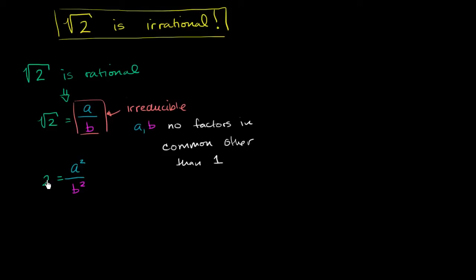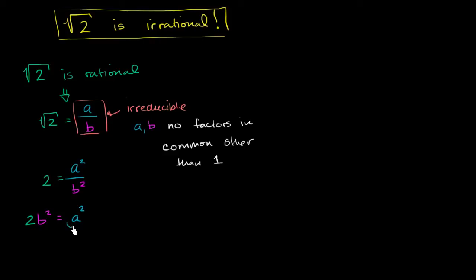And now we can multiply both sides of this by b squared. And so we get 2 times b squared is equal to a squared. Now, what does this tell us about a squared? Well, a squared is some number, b squared, times 2. We assumed b is an integer, so b squared must be an integer. And so you have an integer times 2. Well, that must give you an even integer.